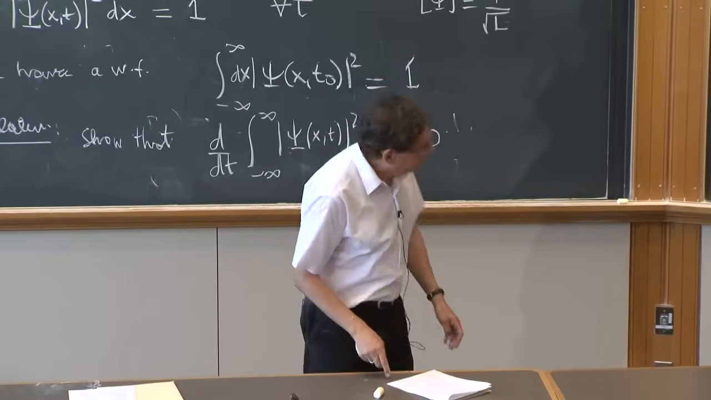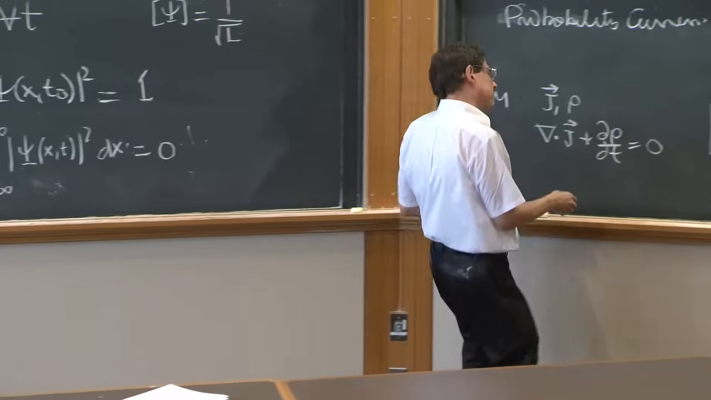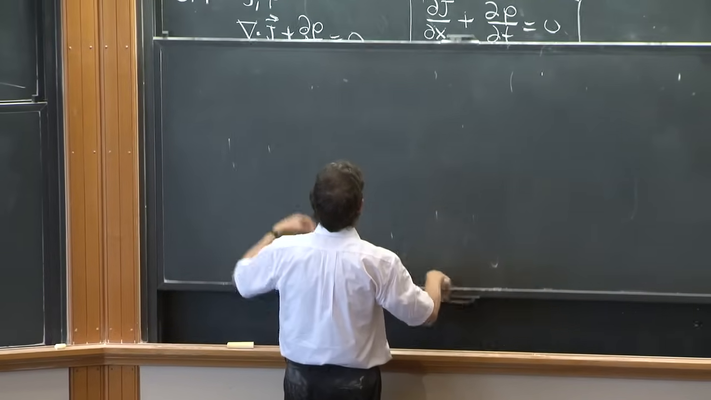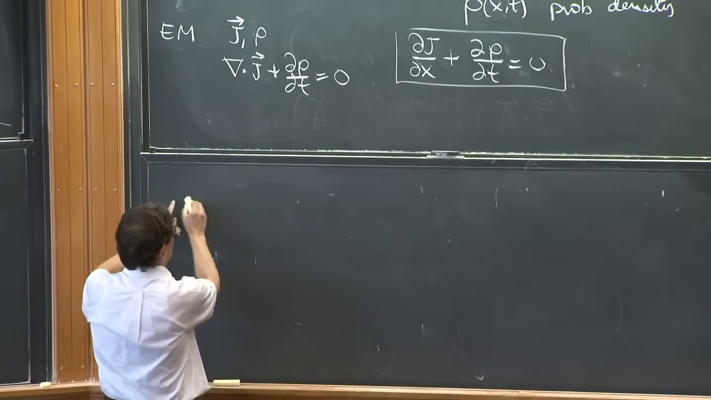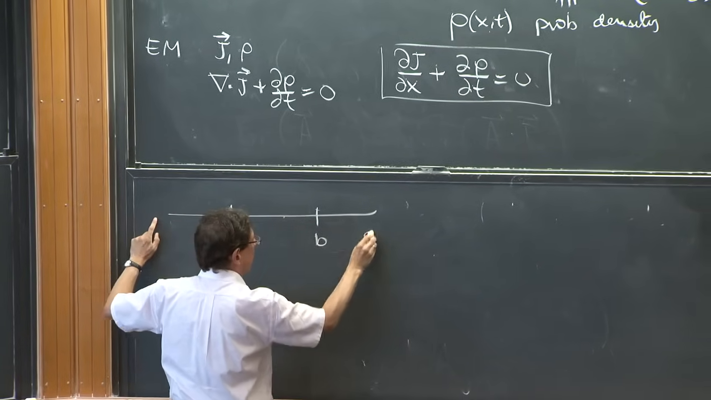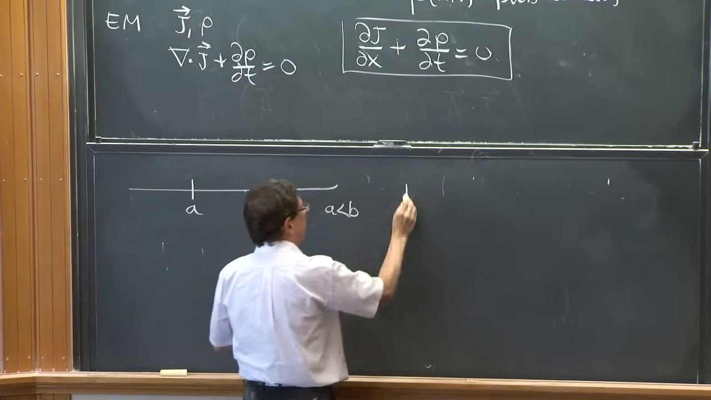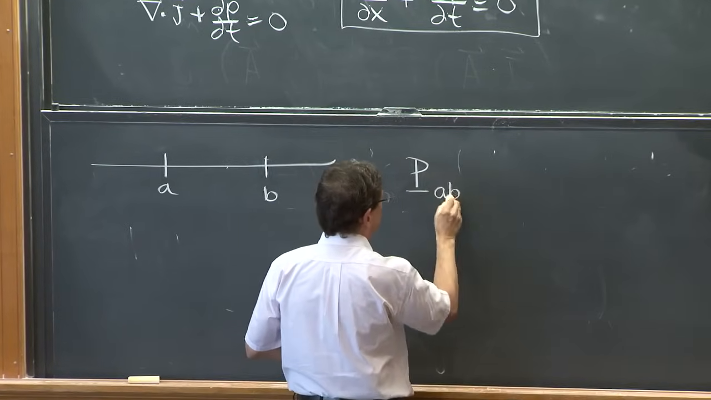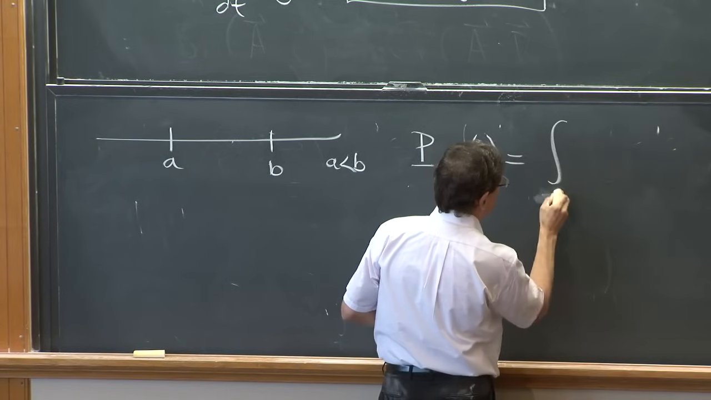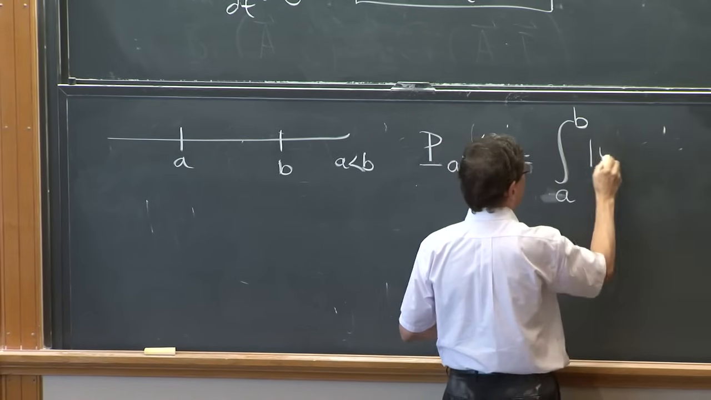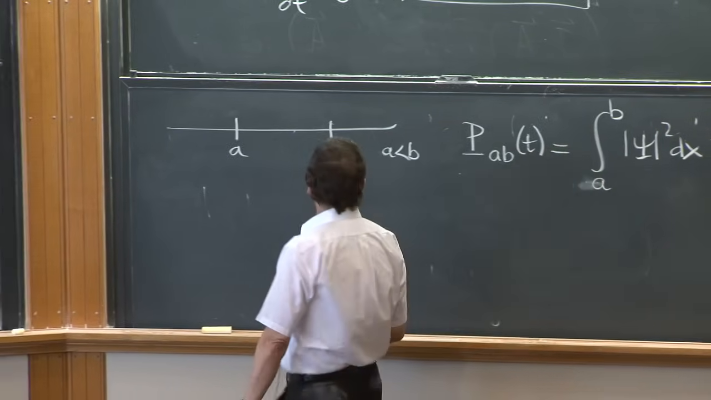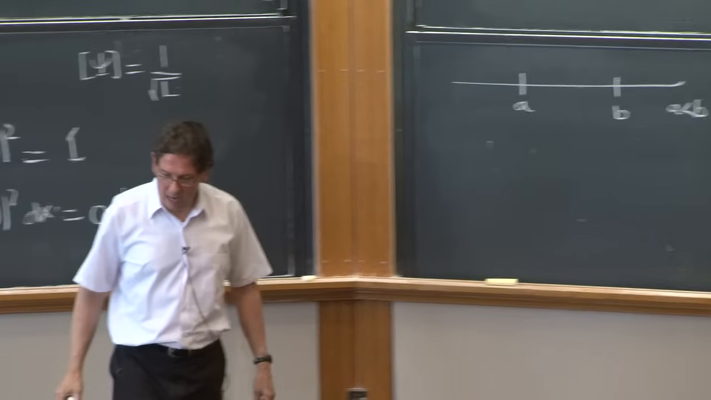It has a very similar interpretation. So perhaps in equations, it's easier to think of the interpretation. Consider the real line and points A and B with A less than B, and define the probability P_AB of t of finding the particle in this interval between A and B at any time.